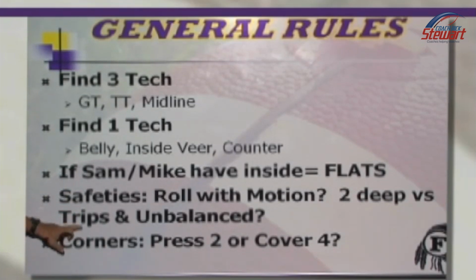And of course, in trips and unbalanced, are they going to try to stay in a 2-safety shell or bring one of the safeties up to the trips or unbalanced and basically have a cover 3 over the top? And the corners will tell us if it's press 2 or cover 4.